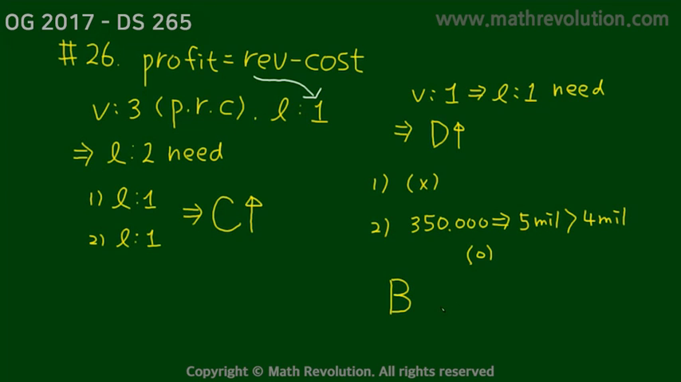This approach to solving a problem is called the variable approach method, and nowadays it's the most proven and effective way of getting the correct answer on the DS section of GMAT Math.